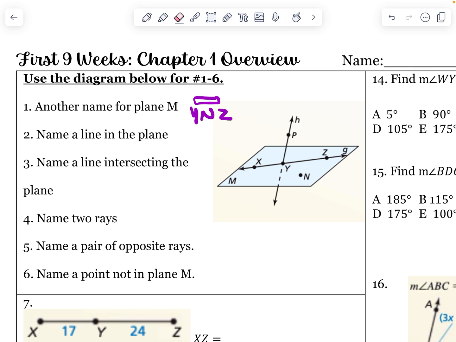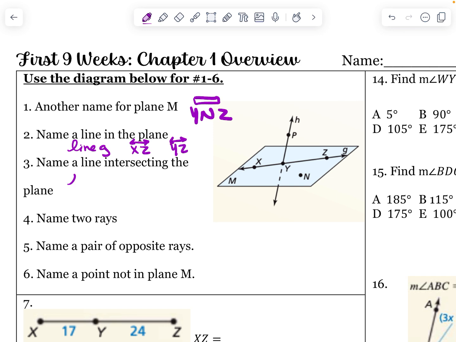Name a line in the plane. So it's got to be on that plane. So I'm going to say line G is on the plane. That also could be named XZ or YZ or any other version of that point. You cannot use line H because it intersects the plane.